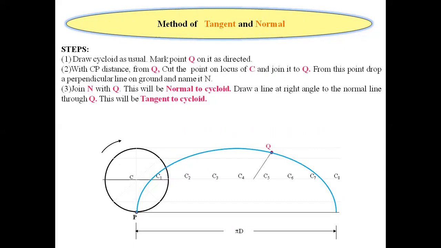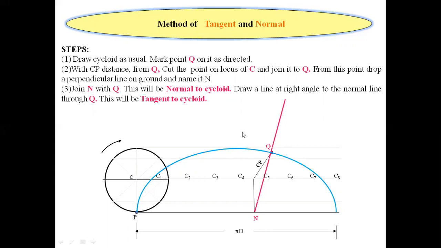After that, from the center point of the arc, draw a perpendicular line to the directing line at the ground like this, and this point is known as N. Now join N and Q. This is the required normal on the cycloid. NQ line is the normal for the cycloid. This normal line is required.